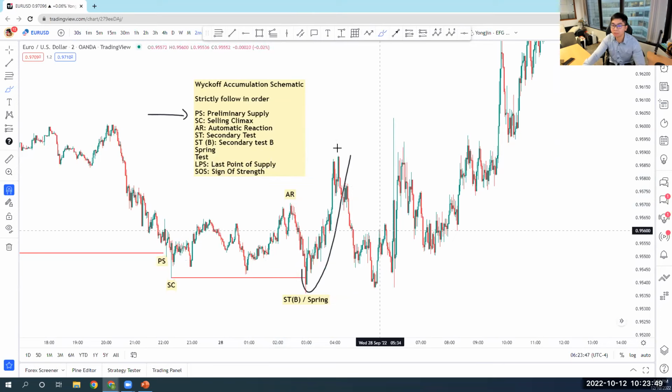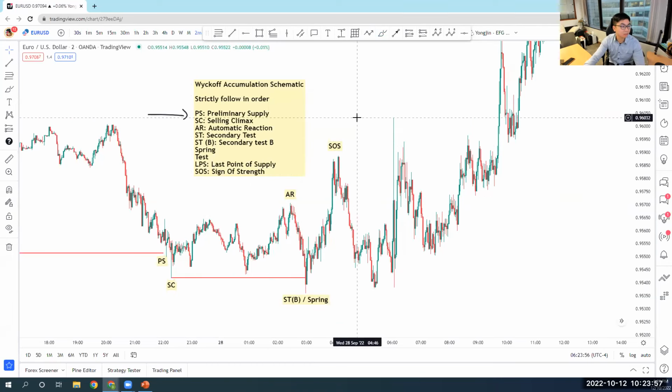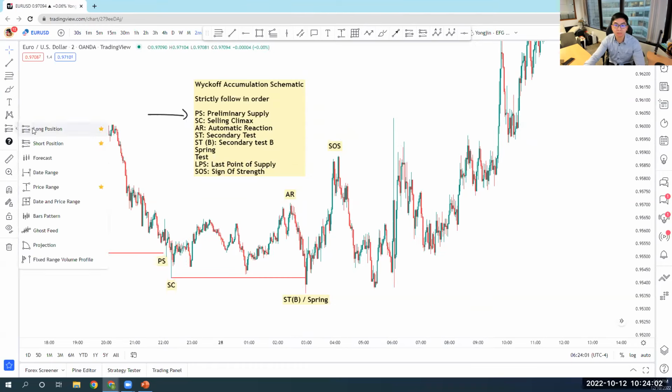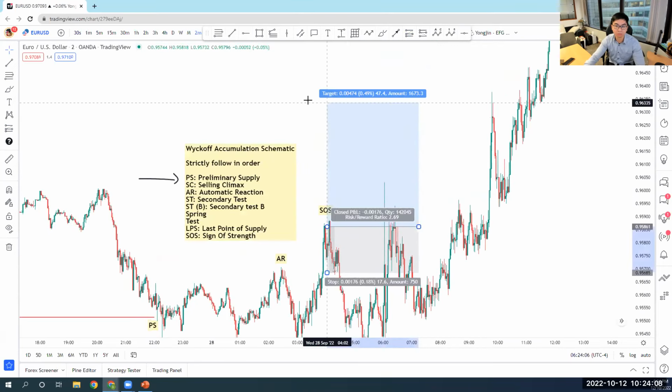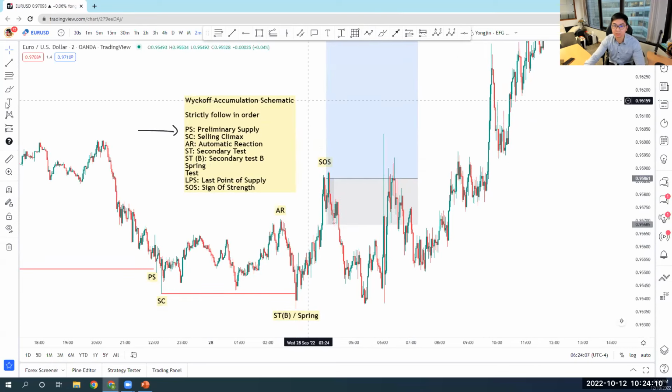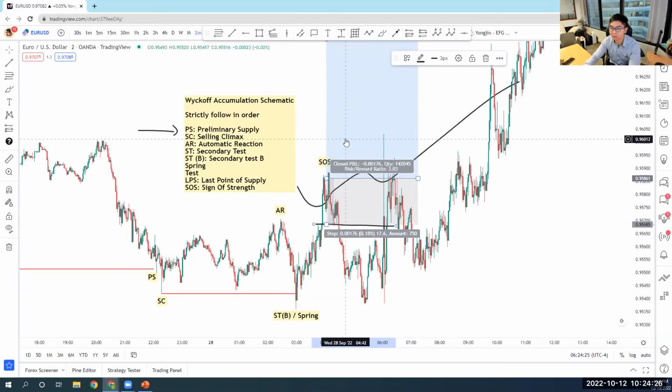So what are we forming right here? We are forming the SOS. What is SOS? It's the sign of strength. Sign of strength, but we do not enter. We do not say, oh, I want to buy now, so I want my stop loss here. You'll be thinking, I already know price is going to go up, but how come it hit my stop loss right here? That is where I will teach you guys how to trade the Wyckoff method. How do we enter a trade? Okay, let us continue.